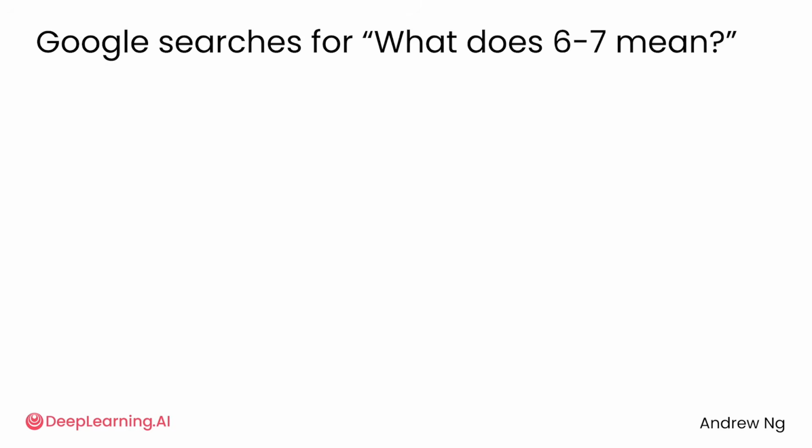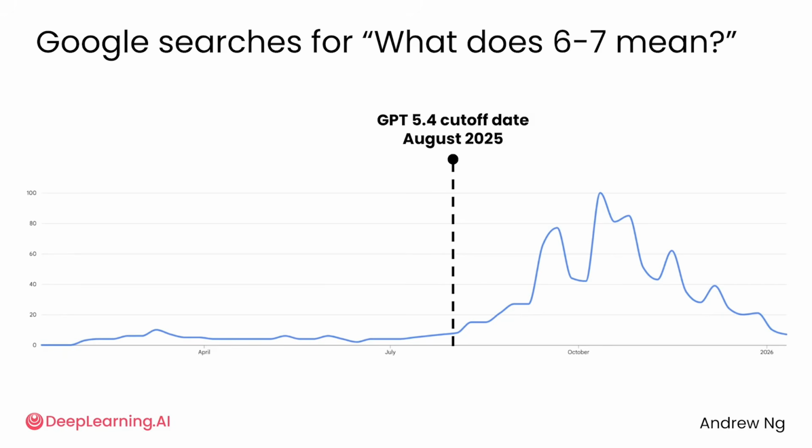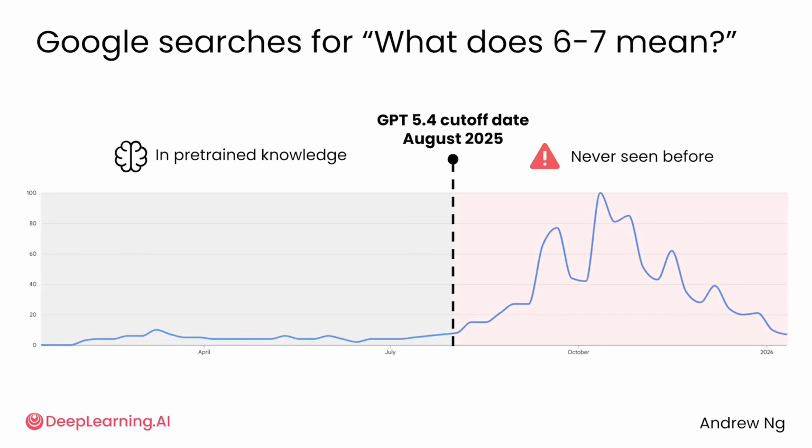Take the GPT 5.4 model from OpenAI. Its knowledge cutoff date was August 2025, and this graph shows how many Google web searches there were for what does 6-7 mean. So this 6-7 meme had taken off after this GPT 5.4 knowledge cutoff date, which is why the model doesn't really know about this meme.